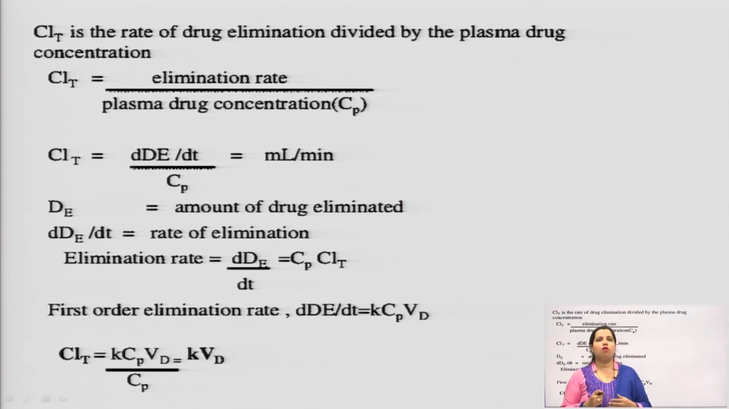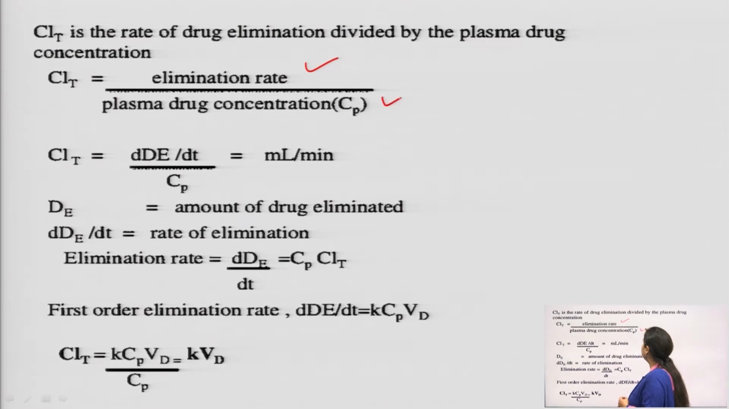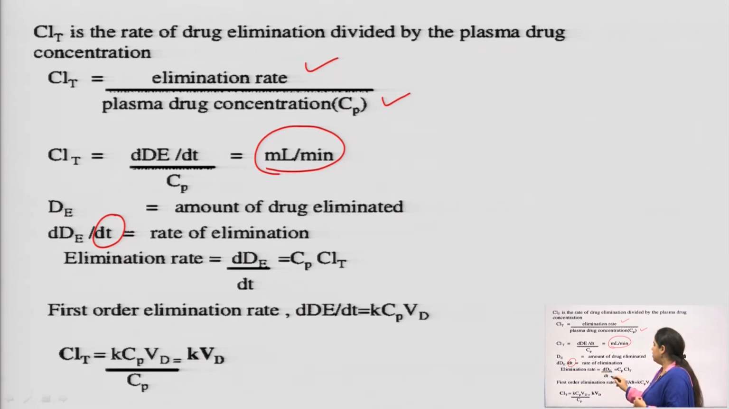So, Clt is the rate of drug elimination divided by plasma drug concentration. Basically, how can we calculate it? It is equal to elimination rate over plasma drug concentration. It is a ratio of elimination rate and plasma drug concentration. The mathematical expression is Clt equals dE by dt divided by Cp. The unit will be ml per minute, like the elimination rate. dE is the amount of drug eliminated, and dE by dt is the rate of elimination. So, elimination rate is dE by dt, equal to Clt times Cp.